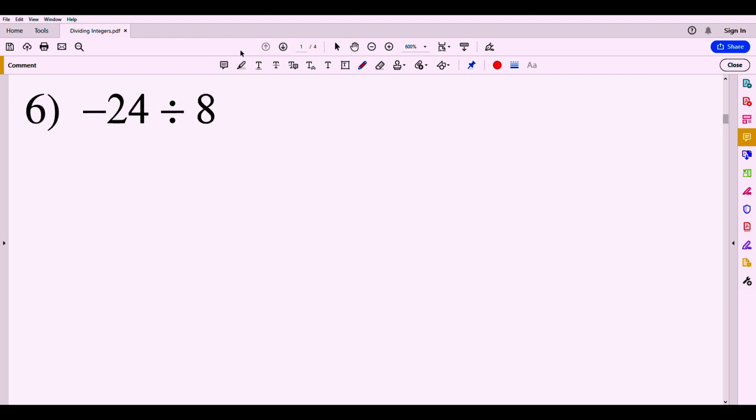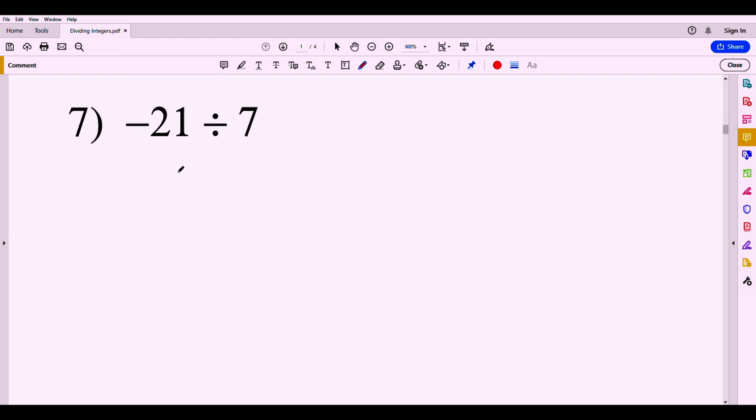In number 6, 8 goes into a positive 24 a positive 3 times. But negative 24 divided by 8 is going to be a negative 3, and that's because a negative divided by a positive is a negative. And I know this might get a little repetitive, but the more you say it as you do the problem, the better it will stick. So let's go on to number 7.